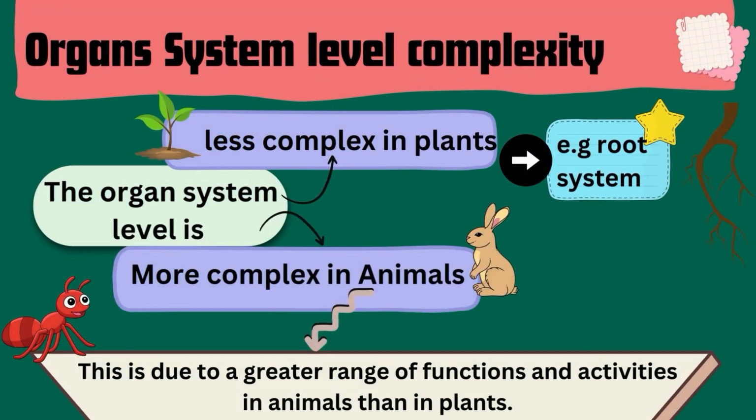Organ system level complexity. The organ system level is less complex in plants, for example the root system, and more complex in animals. This is due to a greater range of functions and activities in animals than in plants.